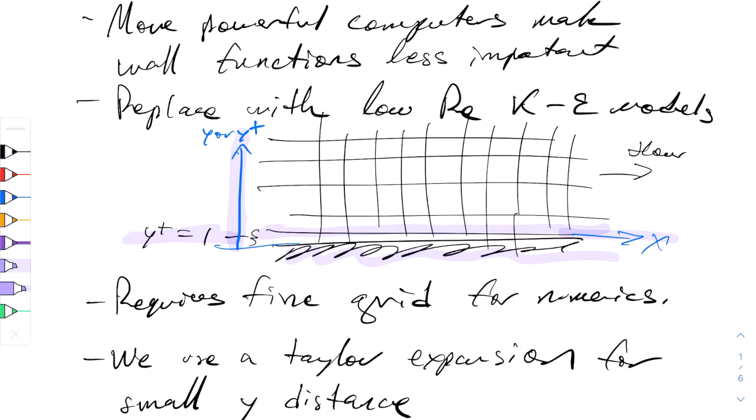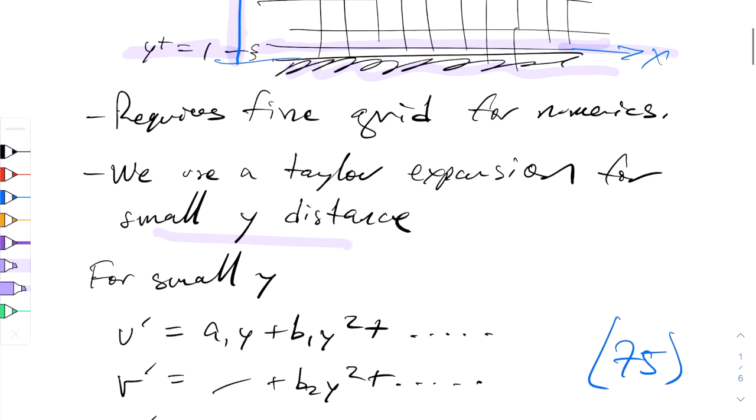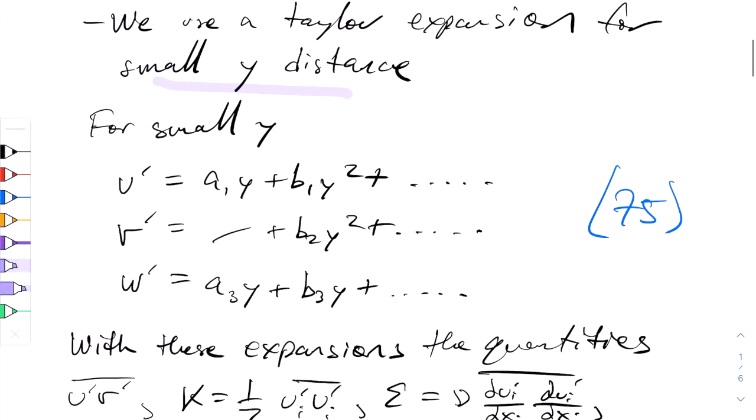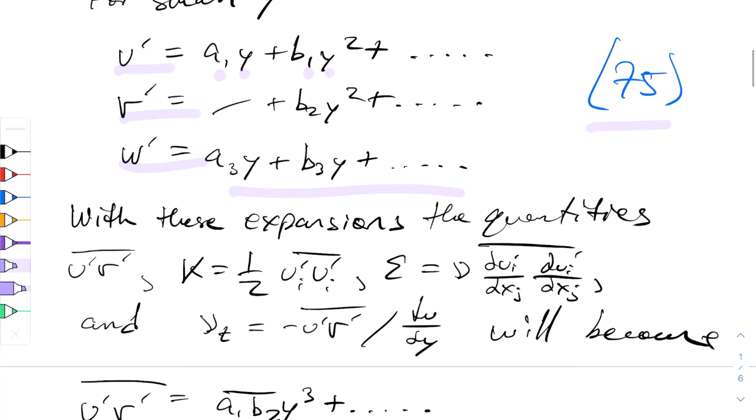Now, the idea behind these types of models to take the high Reynolds number K epsilon models and bring them to the wall was through a Taylor expansion for small y distances. If we expand u prime, v prime, and w prime as, say, for u prime, a1 y plus b1 y squared, etc., and we do the same for v prime and w prime, we would have polynomials of this type, which we'd write in 75.